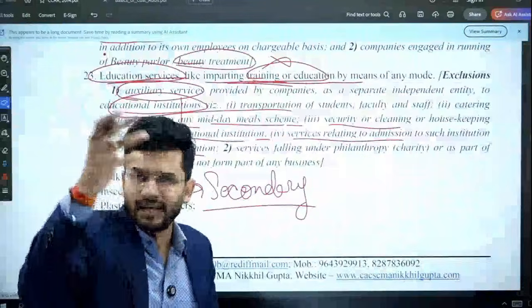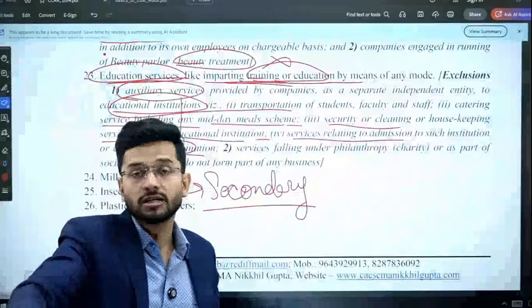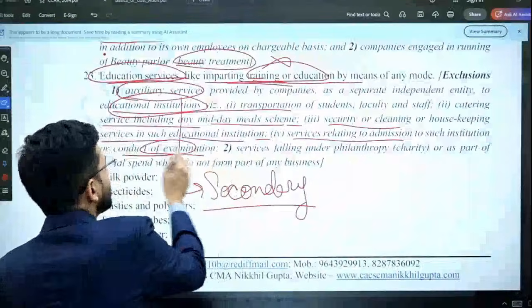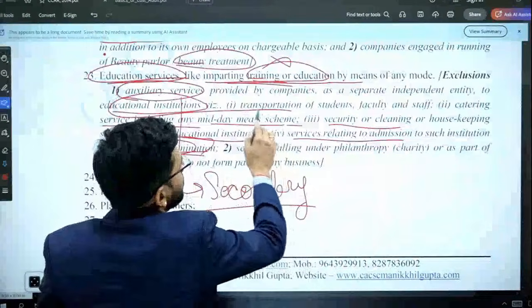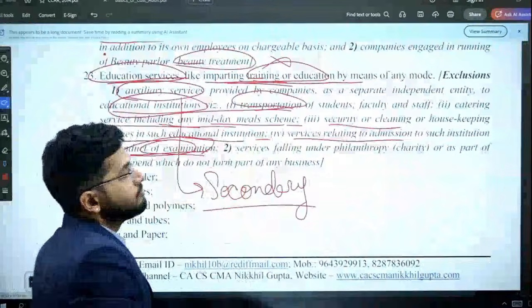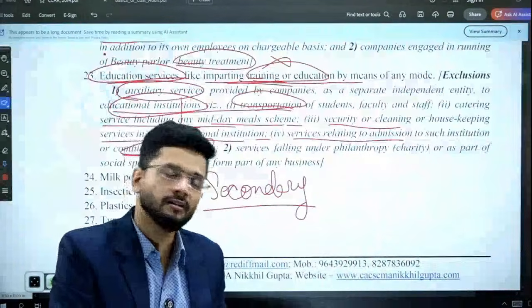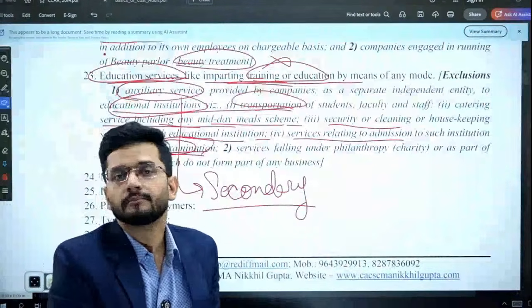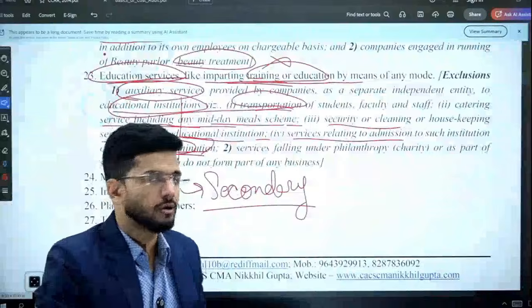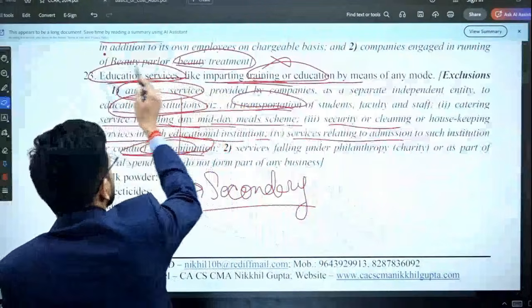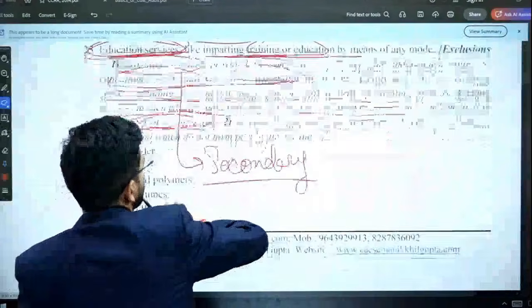If the school charges for anything else, like admission fees or conduct of examination fees, or transportation or food, that is not eligible for cost audit and cost records. Cost records are not required to be maintained for that particular thing. It should be maintained only and only for the education services. Education services are included in cost records.